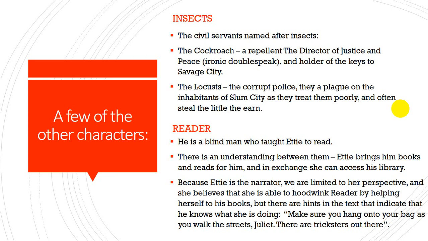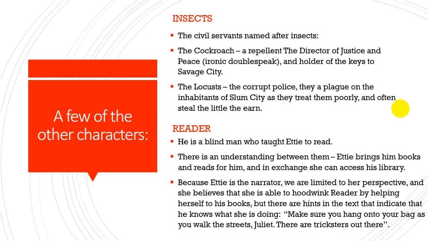And then finally, the only other character I'm going to look at now is Reader, who is a blind man who taught Etty to read. There is an understanding between them. Etty brings him books and reads for him, and in exchange she can access his library. But because Etty is the narrator and we're limited to her perspective, and she believes that she is able to hoodwink Reader by helping herself to his books, there are hints in the text that indicate he knows what she is doing, which she's probably oblivious of, and we're pretty amused as readers when we realize that he knows.